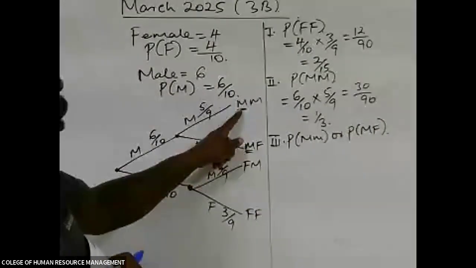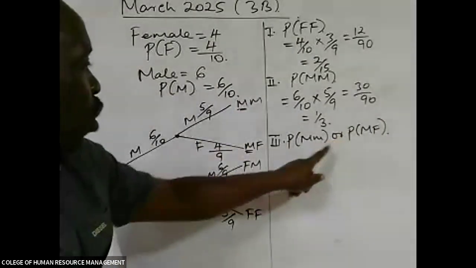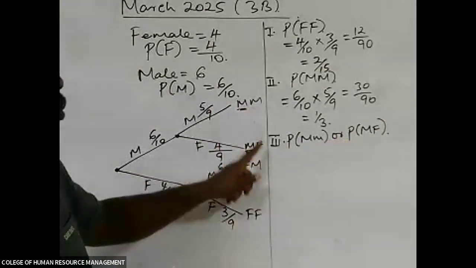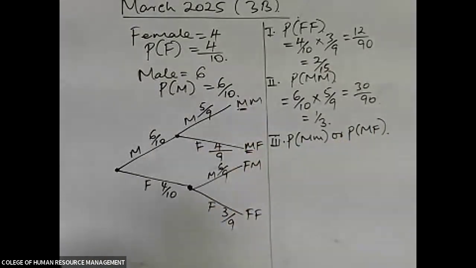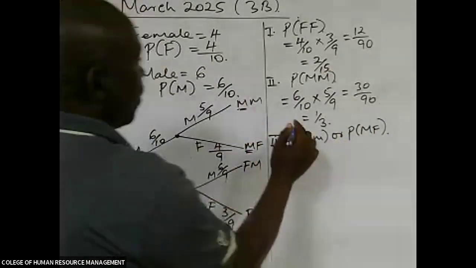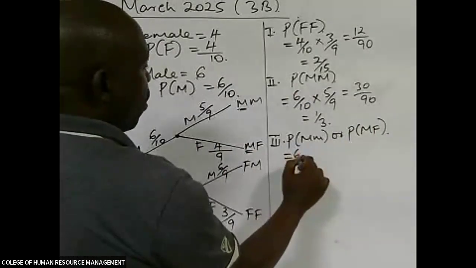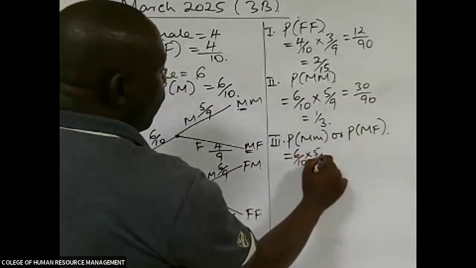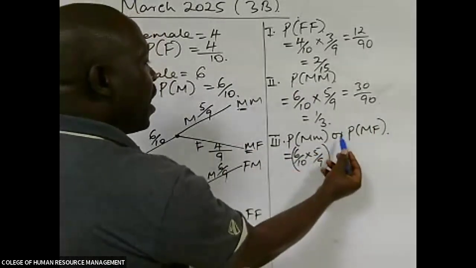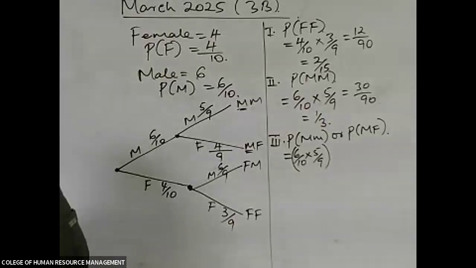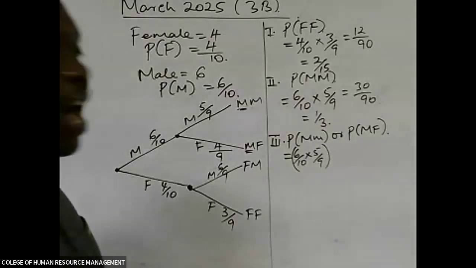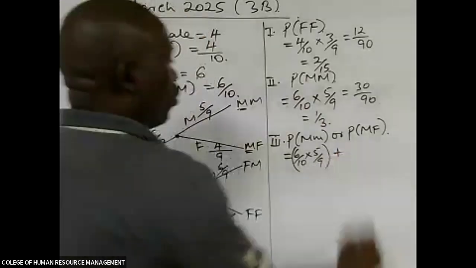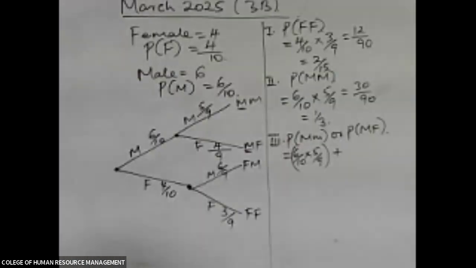It is either this or this. We are using "or" here because it is one of these two possible cases. So this one for male, it is 6/10 times 5/9. Anytime we are using "or", we use the addition. We are now talking about mutually exclusive events. Or you put a plus.